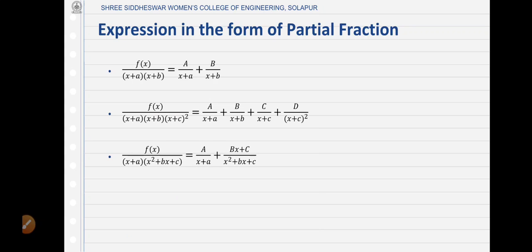Now we will solve some examples based on this method of partial fraction to find the inverse Laplace transform of the given function of s. Now there are 2-3 types of examples where we can apply this method of partial fraction to find the inverse Laplace transform. Now we will see type 1 examples.